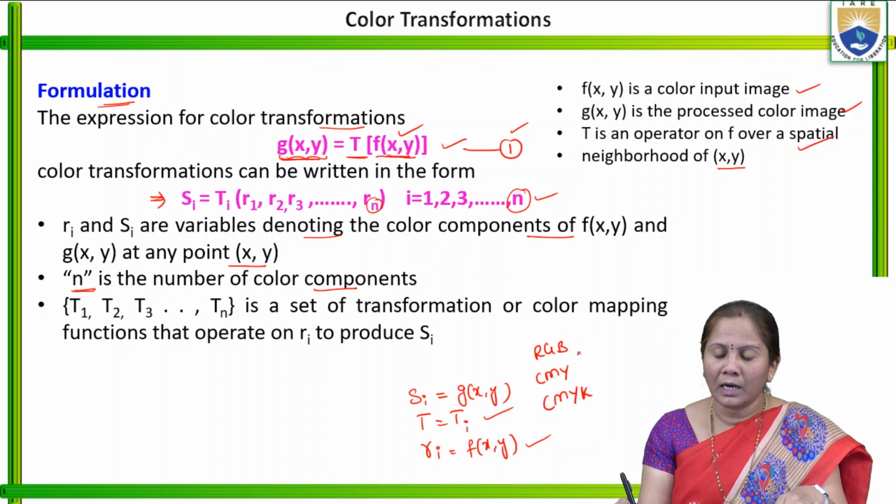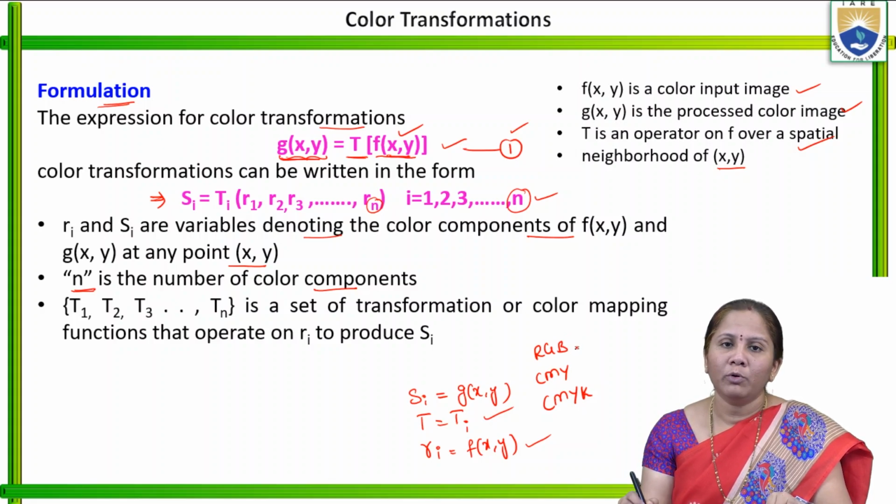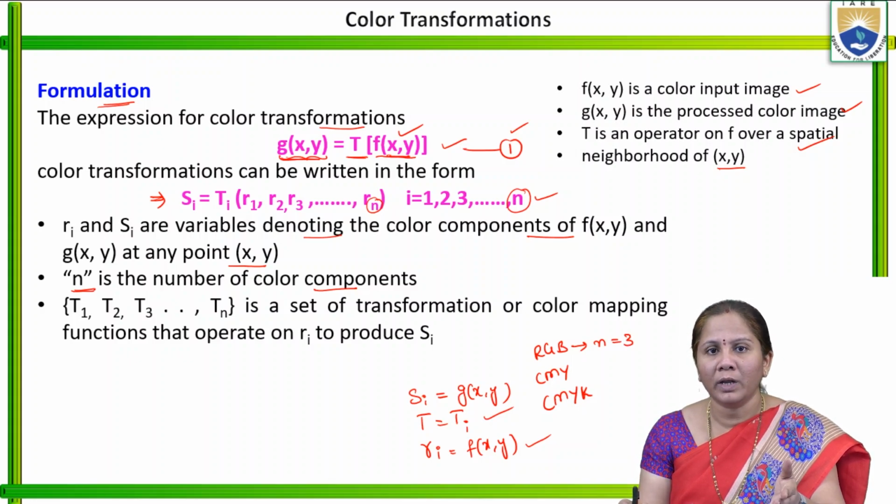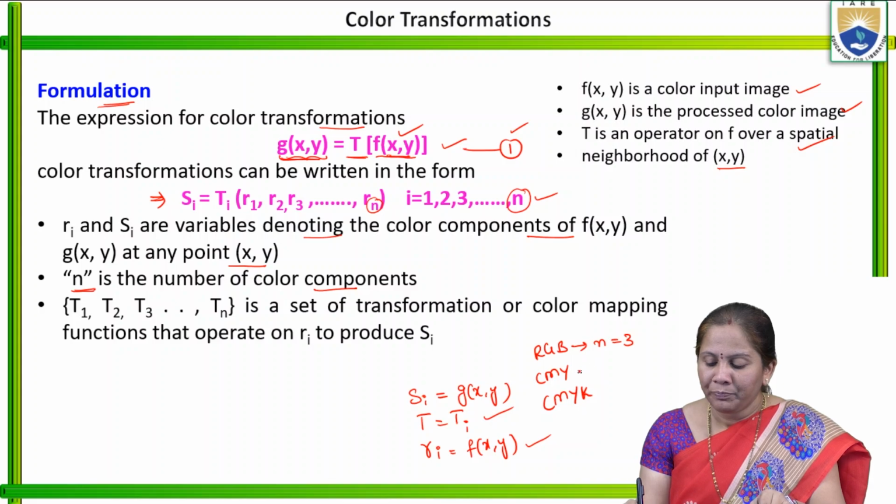So if you see this RGB color model, the number of color components that are available here are 3. Red, green and blue. So for this model, n value will be equal to 3. So we will take from 0, 1 and 2.